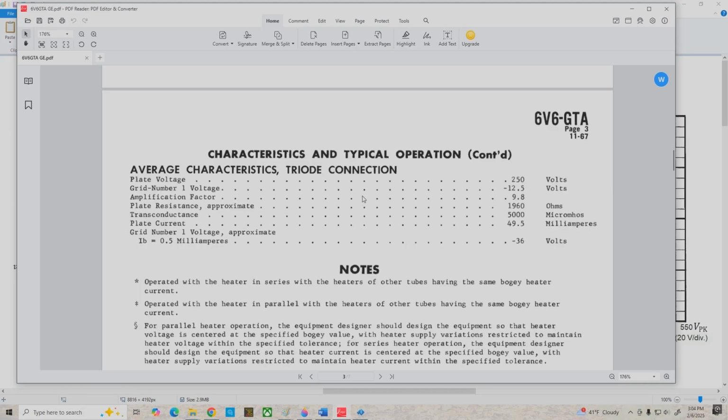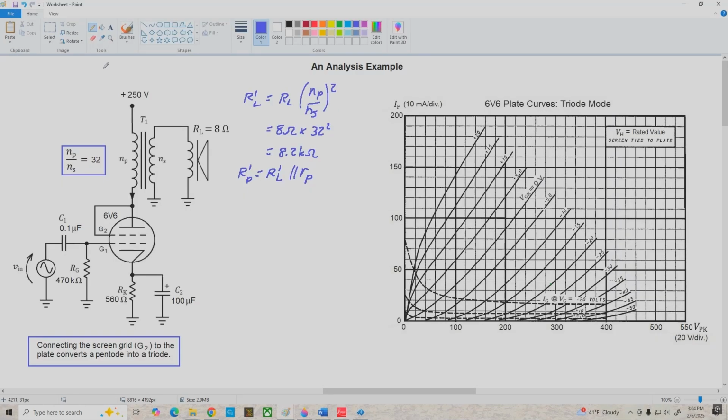And here we have the triode connection parameters for a plate voltage of 250 volts. We've got an amplification factor, mu, of 9.8. The plate resistance is 1,960 ohms, and our transconductance is 5,000 micromhos, or 5 millimhos. All right, so I'm going to carry these values up to the schematic and write them down. And here's what we've got.